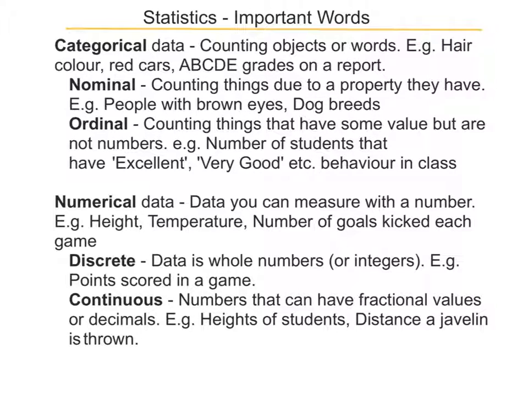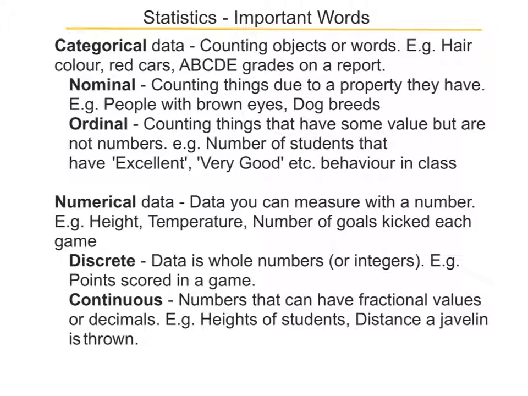The second type of data is called numerical, and that comes from the word number. Data you can measure with a number. For example, the height of something, the temperature of something, the number of goals kicked each game. There are two types of numerical data.